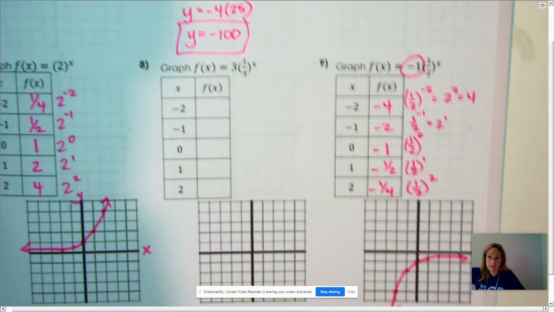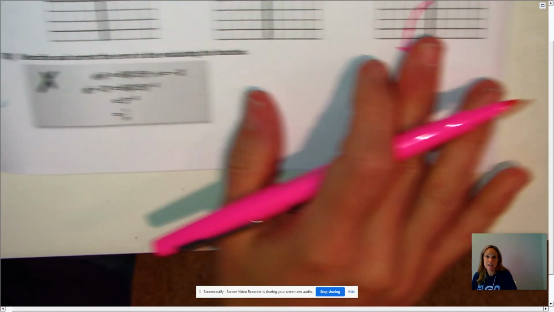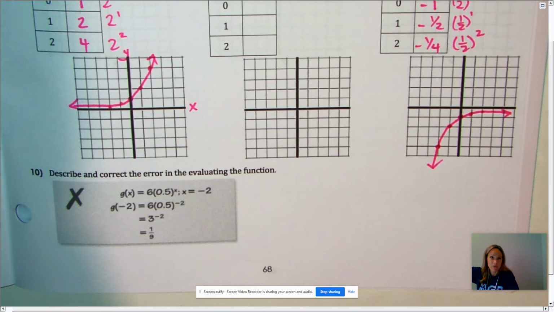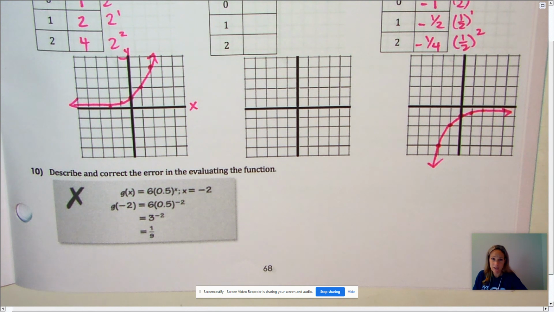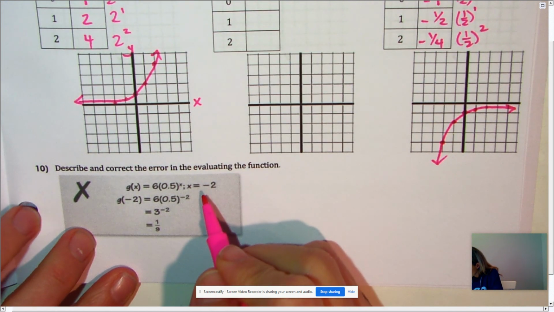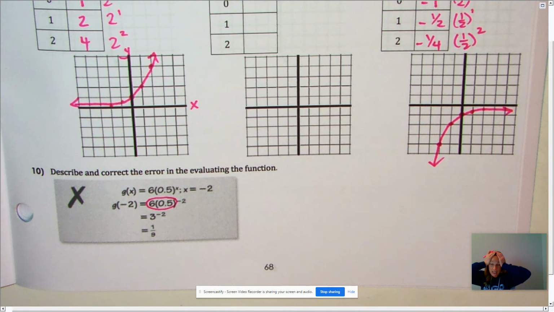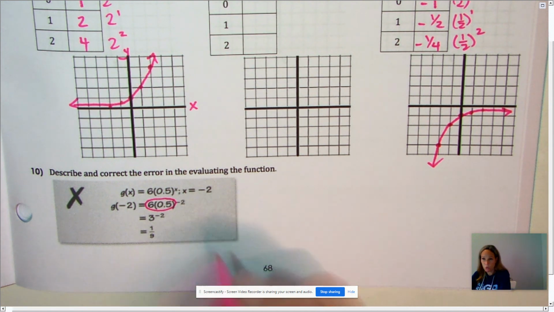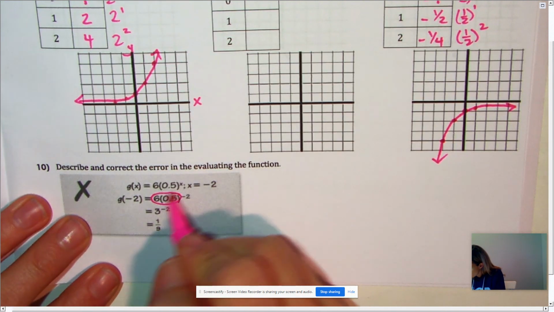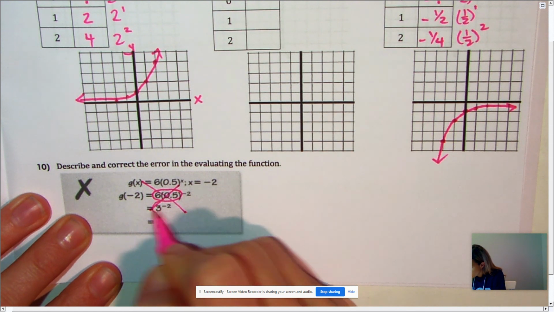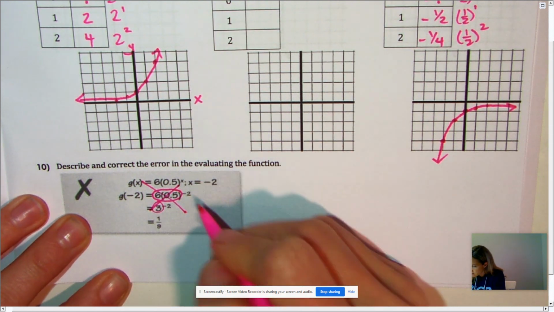Okay, last one here. Question number 10. This says, describe and correct the error in evaluating the function. So look what they did, you guys. They did the multiplication first. No, we can't do that because of PEMDAS, right? Please excuse my dear Aunt Sally, or GEMDAS with grouping instead of parentheses. So I cannot just go from there to there. We cannot do that, okay?